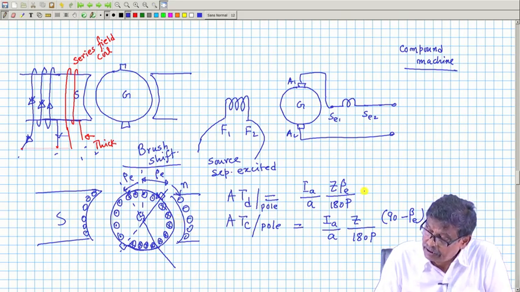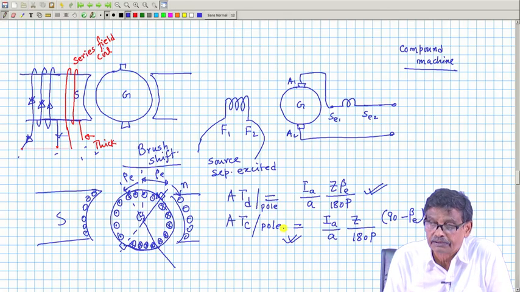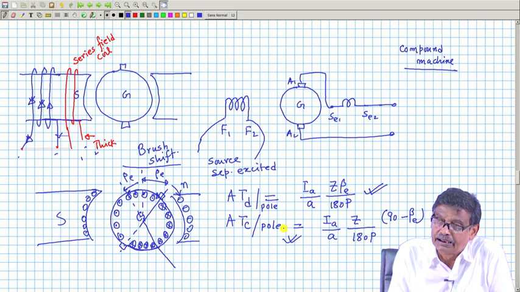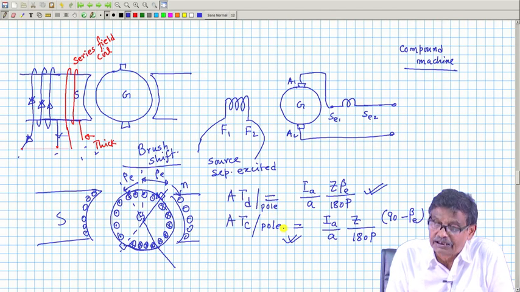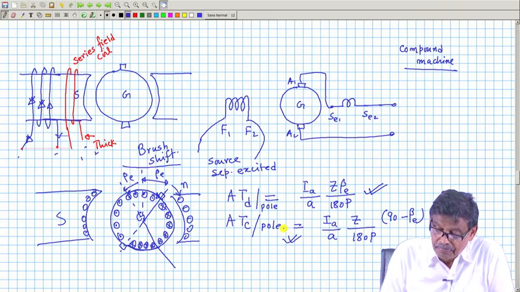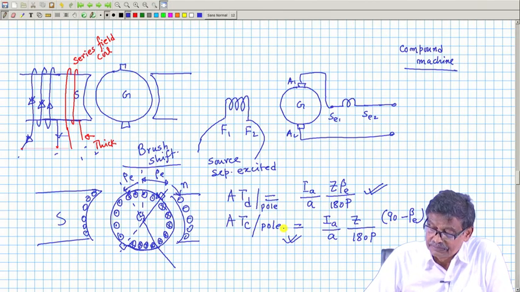So, I will calculate the ampere turns per pole, the compensating ampere turns per pole. Then I will say 70% of that is to be compensated by the compensating coil. In the same way, I will calculate the number of turns.